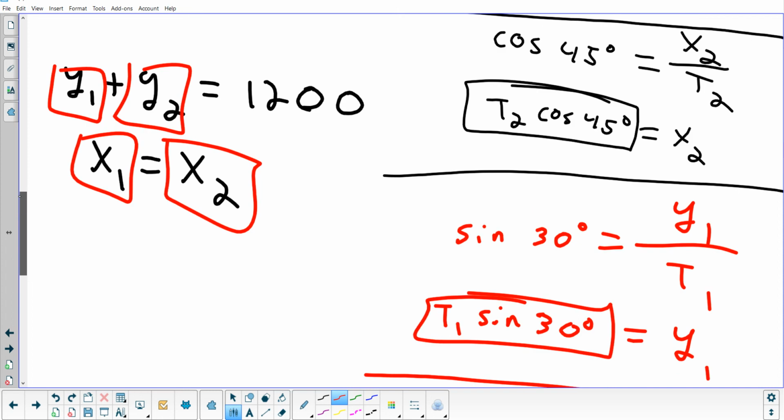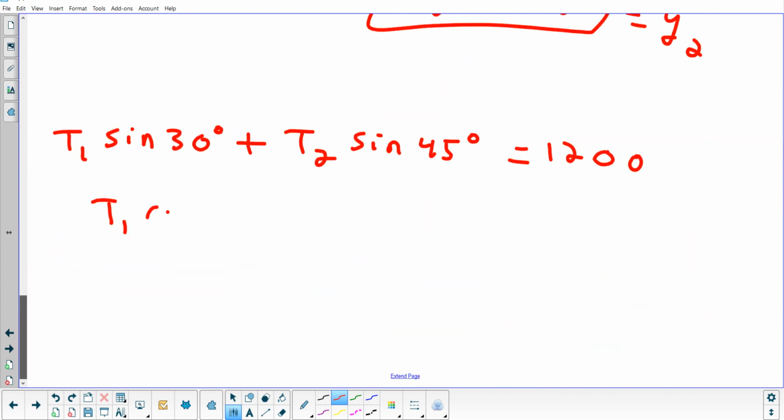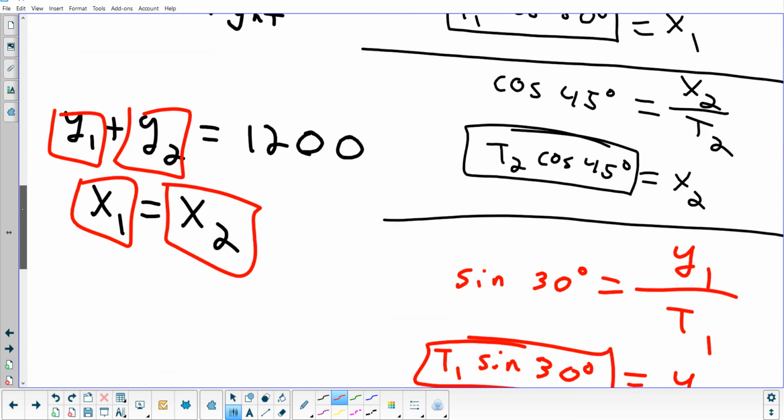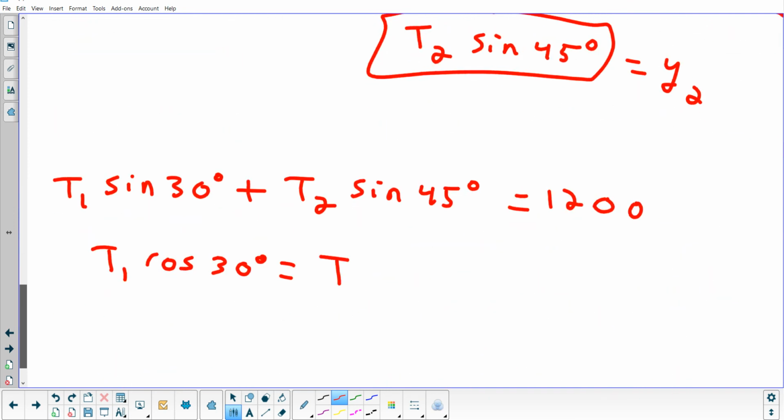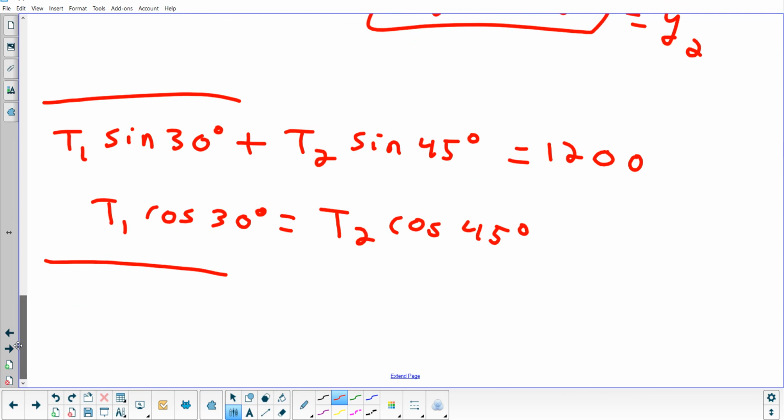x1, T1 cosine 30. What's the other one? x2. Okay. So here are 2 equations to solve. Wait, which one would be sine? Yep, top ones are sine, bottom ones are cosine. You could plug in T2 cosine 45 to the T1 sine 30.